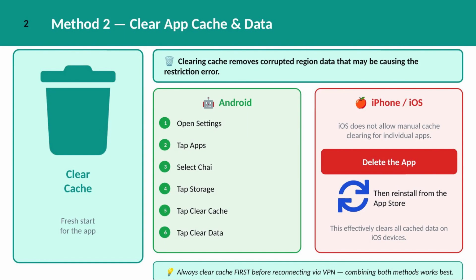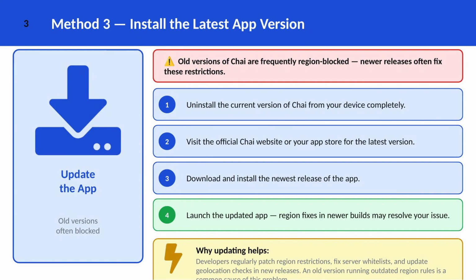Method 2. Clear app cache and data. On Android, go to Settings, open Apps, select Chai, go to Storage, and tap Clear Cache and Clear Data. On iPhone, delete the app and reinstall it, as iOS does not offer a manual cache clearing option for individual apps.